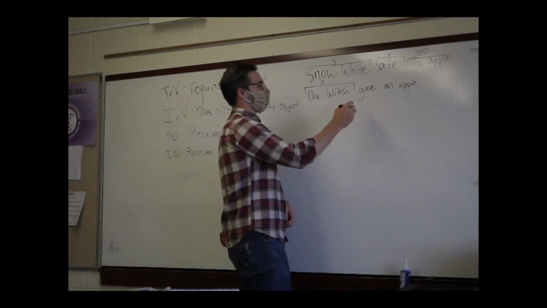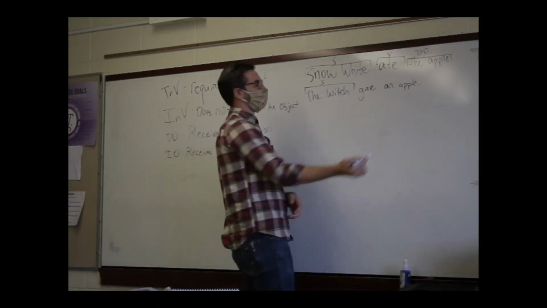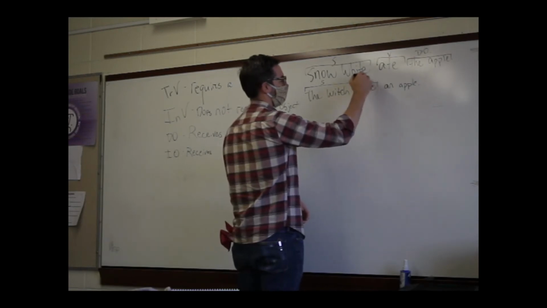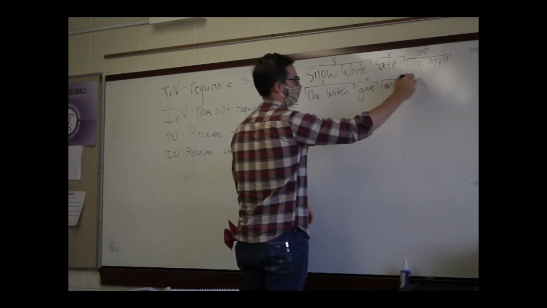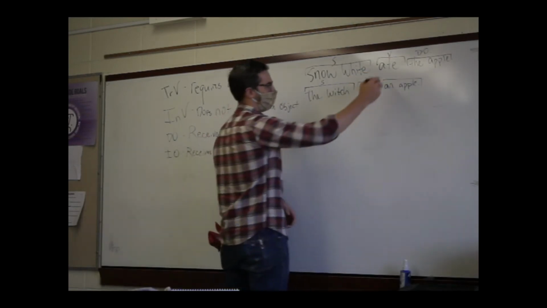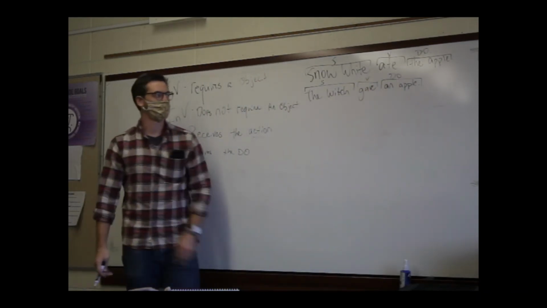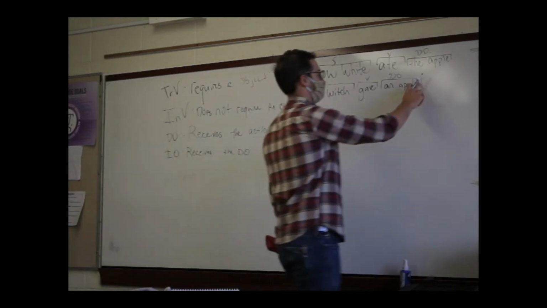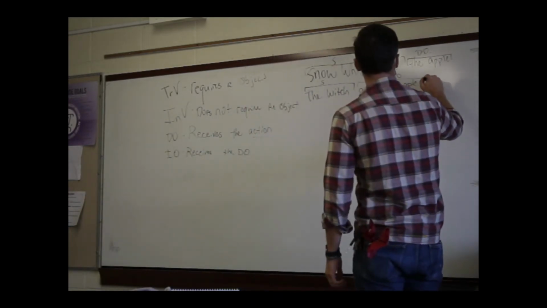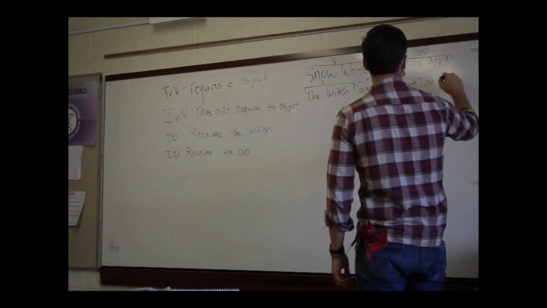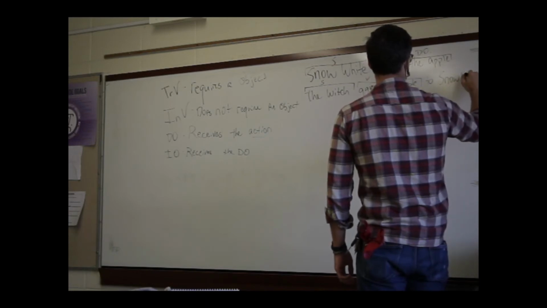The witch. And what's the verb? Gave. Yes. Verb. And what is apple? The direct object. Why? Because it what? Receives the action. Exactly. Now, gave the apple to Snow White.